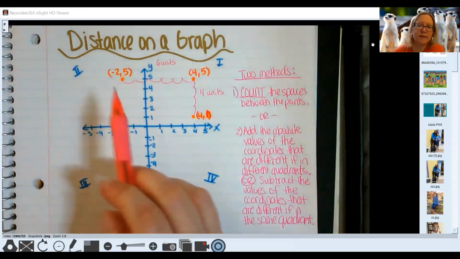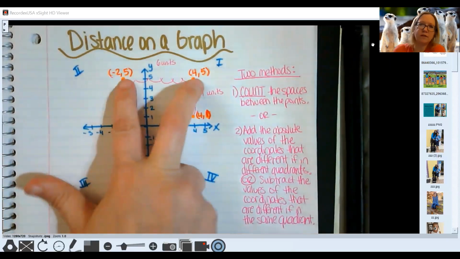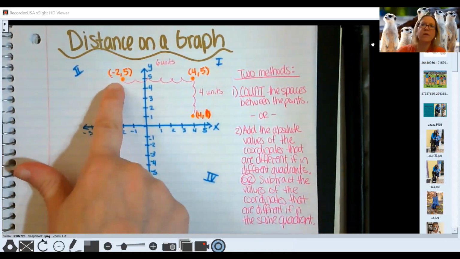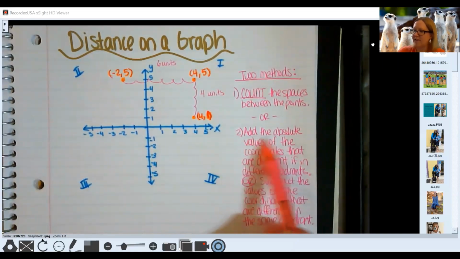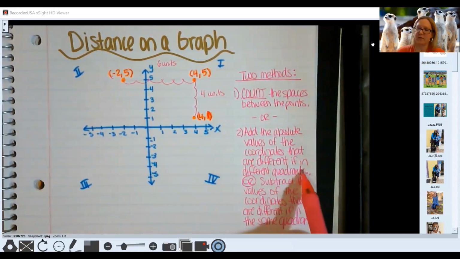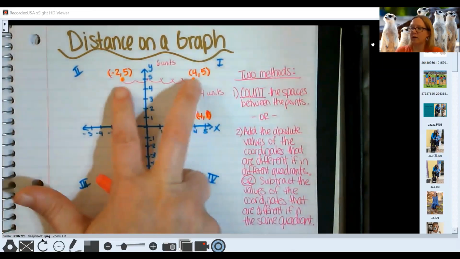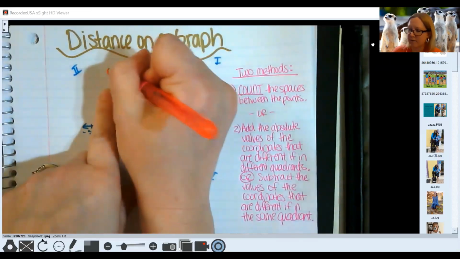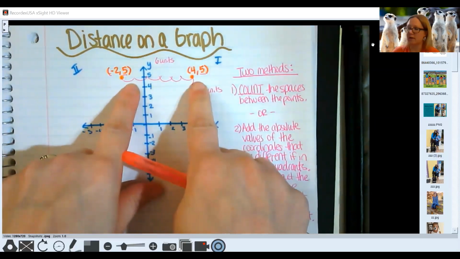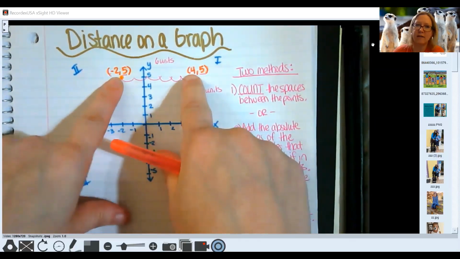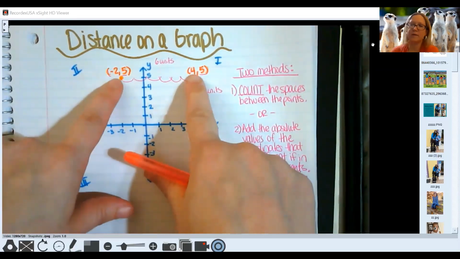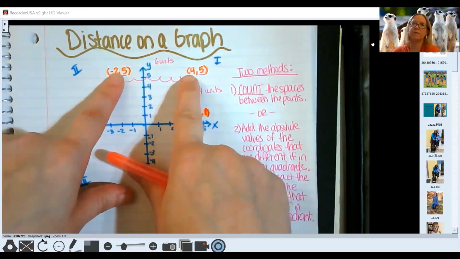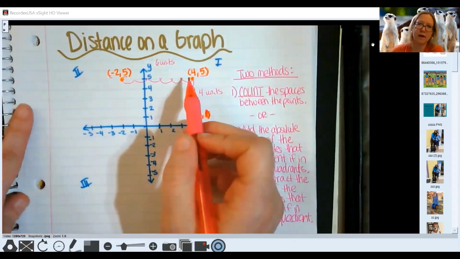So the other method besides just counting the spaces is if you have 2 points that are in different quadrants, like I have here. See, this one's in quadrant 1 and this one's in quadrant 2. Another method that you can use is add the absolute values of the coordinates that are different. So if I look at these 2 points, I notice they have the same y coordinate. They both have 5 as the y coordinate, so that's not what's different. If I look at the numbers that are different, it's the x coordinates. I have a -2 and a 4. Well, what I can do is add their absolute values. So the absolute values are 2 and 4. If I add 2 plus 4, that gives me 6. So I know that those are 6 units away.